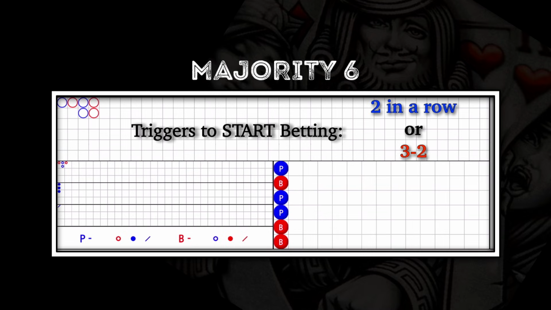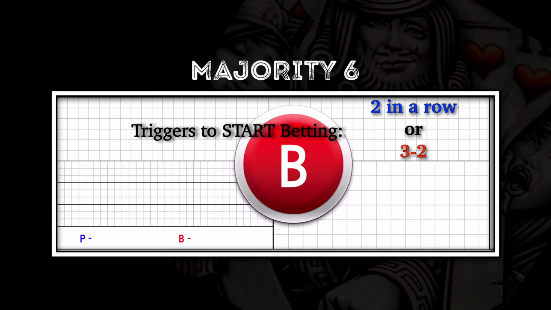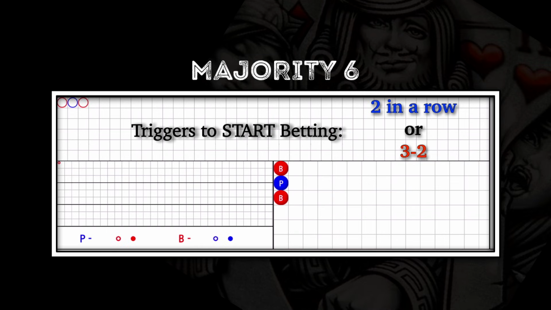Let's try another scenario. Our first free hand is banker, followed by player, another banker. Can we bet? No, because there isn't a 2 in a row trigger. So let's keep taking some free hands. Another player. Can we bet now? No, still no 2 in a row trigger. Banker. What do we do in this situation?